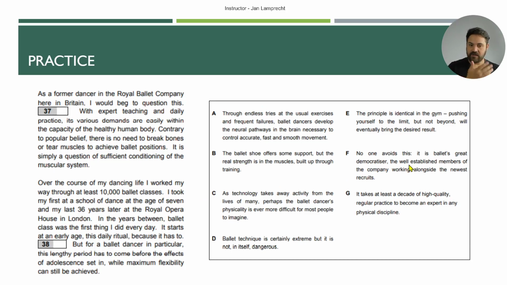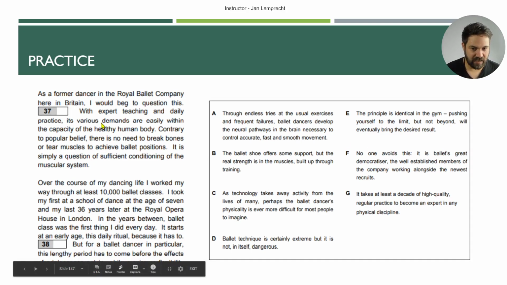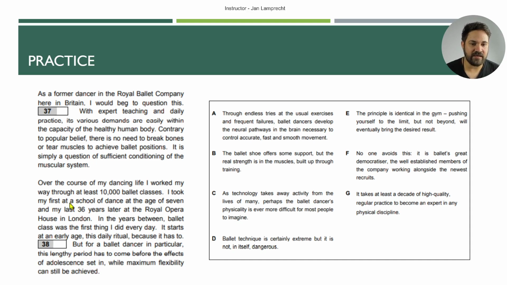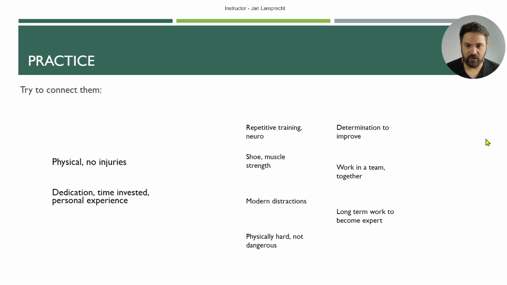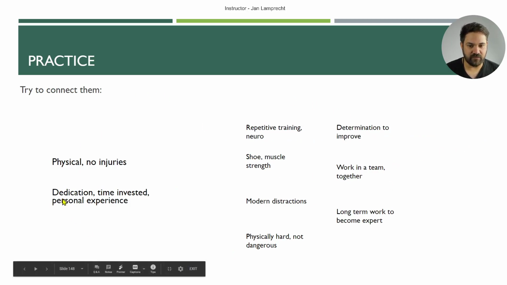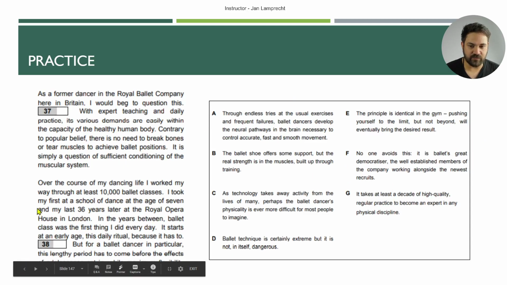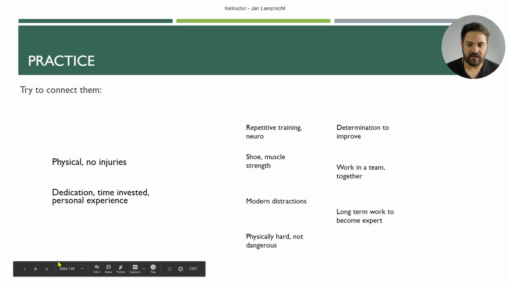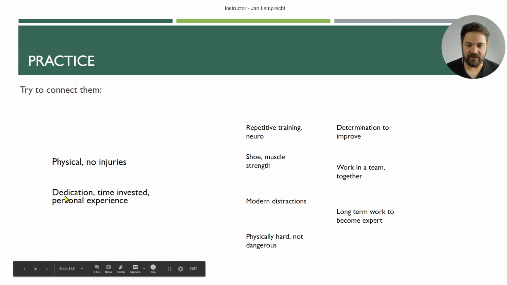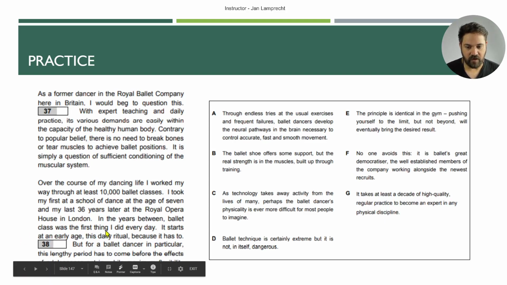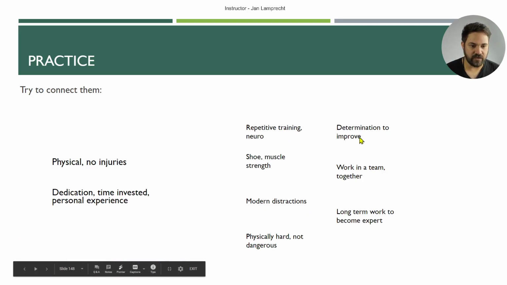Okay, so here we go. We have these two paragraphs. We have our summaries, and we have our summaries for every single option here. Now, looking at our summaries, here are our two summaries. One for the reading passage, this would be this one. Physical, no injuries would be in the 37th one. And dedication, time invested, personal experience. That's the summary of 38. And then we have all our summaries of the different options.